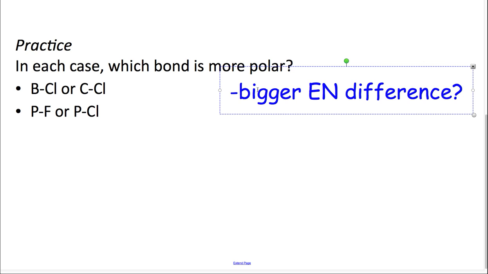And remember, the most electronegative element is fluorine. So the further you get apart on the table, and the closer one gets to fluorine and the further the other one does, the more polar that bond is going to be. So if you look at BCl or CCl, we're comparing carbon and boron. Well, which one is further away from chlorine? Well, boron is further away from chlorine than carbon. So here, my more polar bond is BCl.